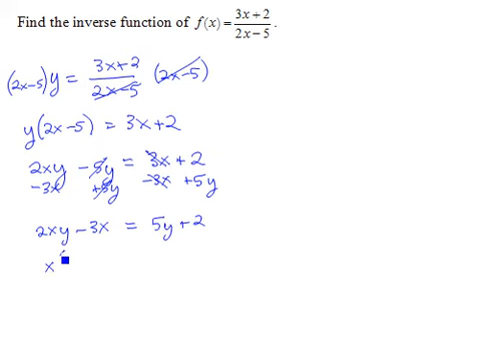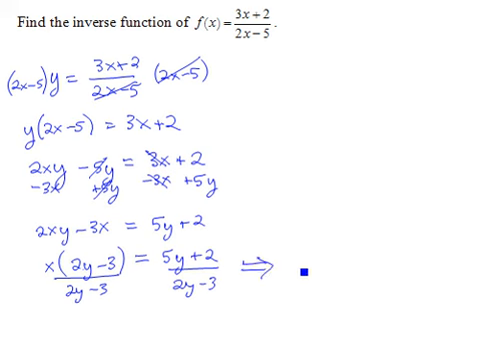The next step is to factor out the x from the left-hand side. Since all terms on the left-hand side will have an x in them, I can factor that out, leaving a 2y - 3, which is a factor that I can divide from both sides, leaving only x on the left. And I'll have solved this for x in terms of y.